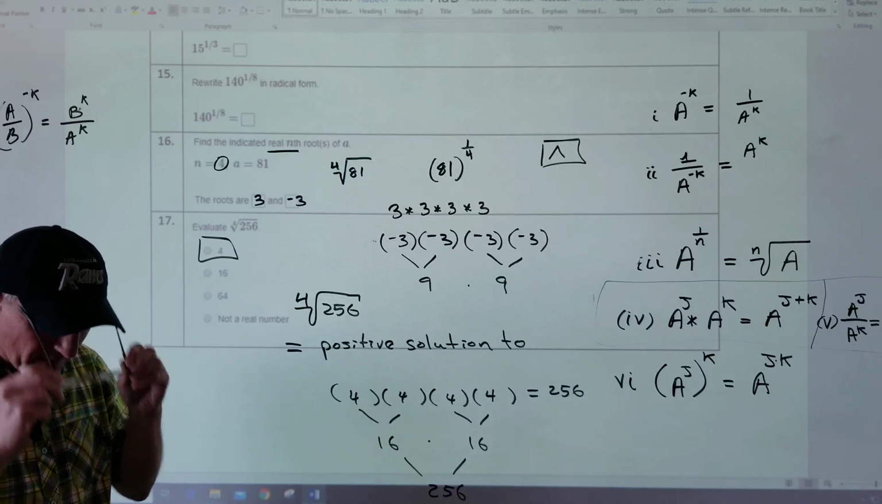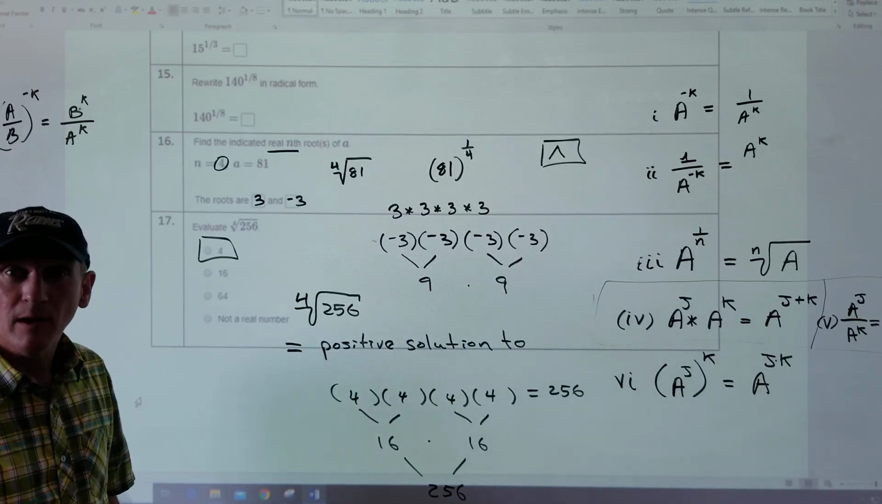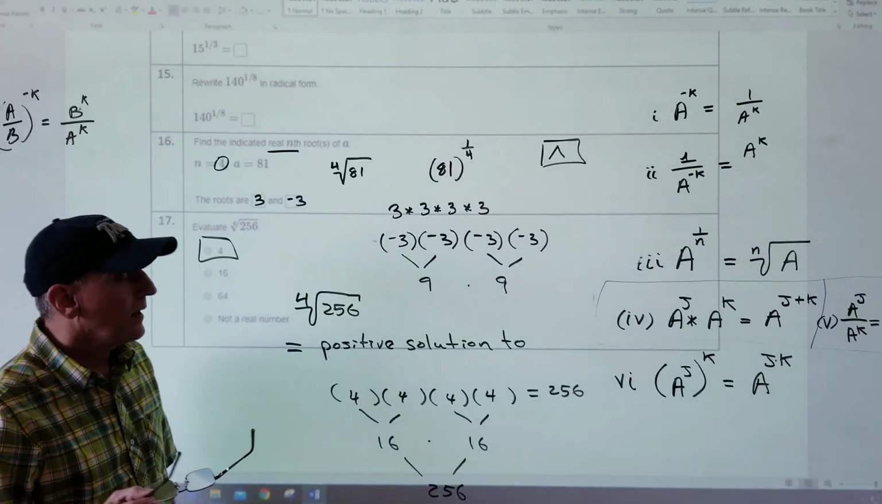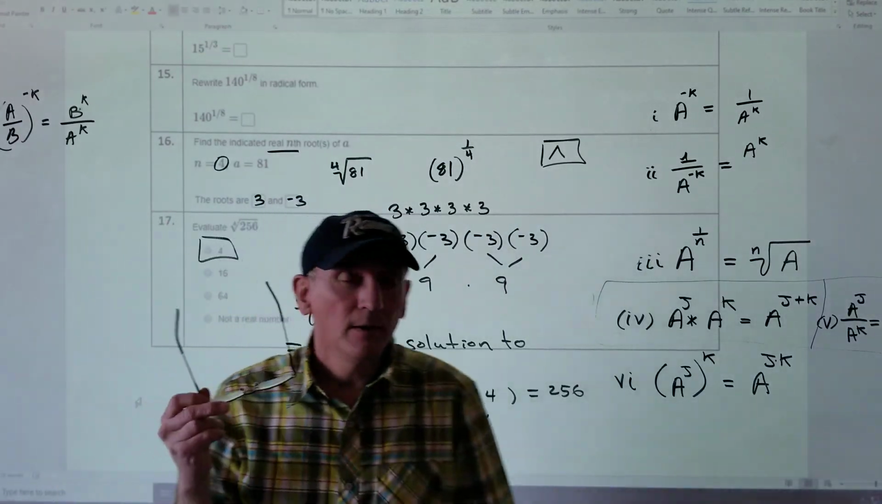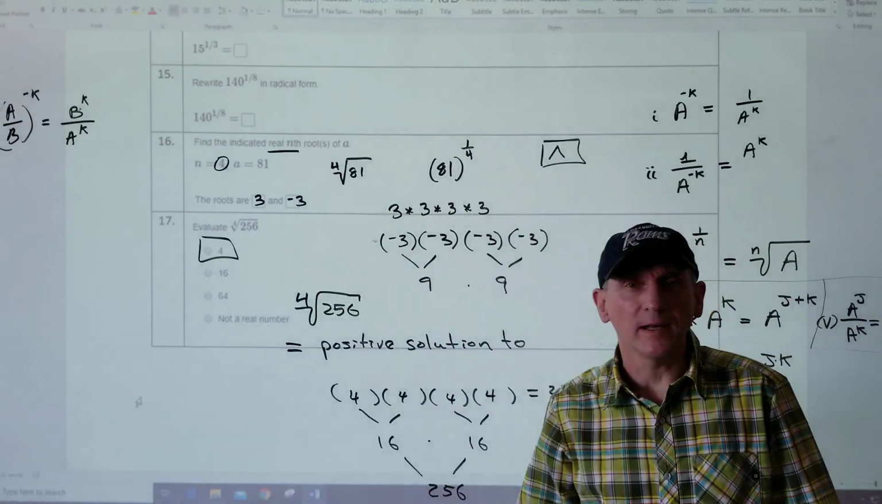I mean, I'm not saying this is the most complete or thorough review, but it does cover a lot of the things you need to know about powers, exponents, negative exponents, and rational exponents.